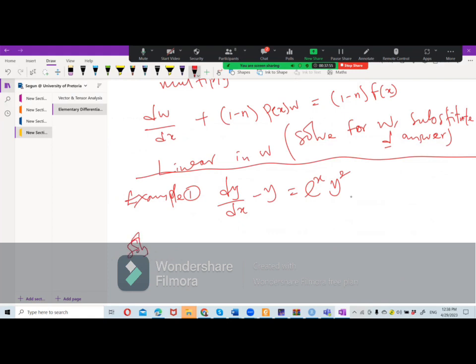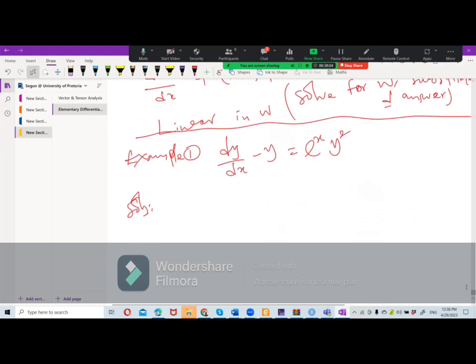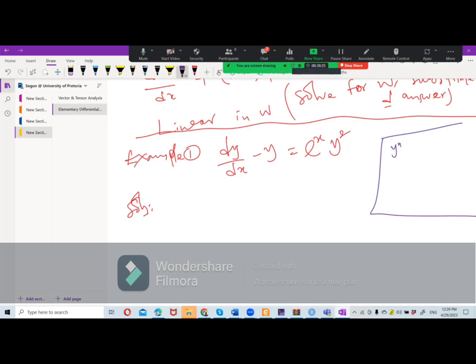Solution now. For us to solve this problem, remember that the other time we have y raised to power n. And when we have y raised to power n, let me just digress a bit so that you have an idea of what to do when you have this. So y raised to power n the other time, then we now lead this to, we said let w equal y raised to power 1 minus n. Now we have y raised to power 2. What will w be?